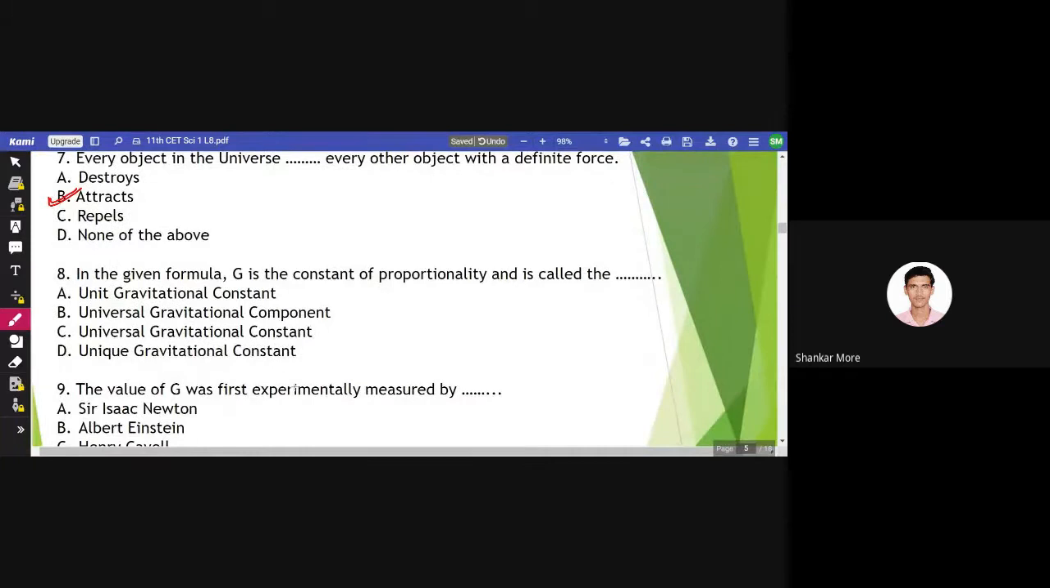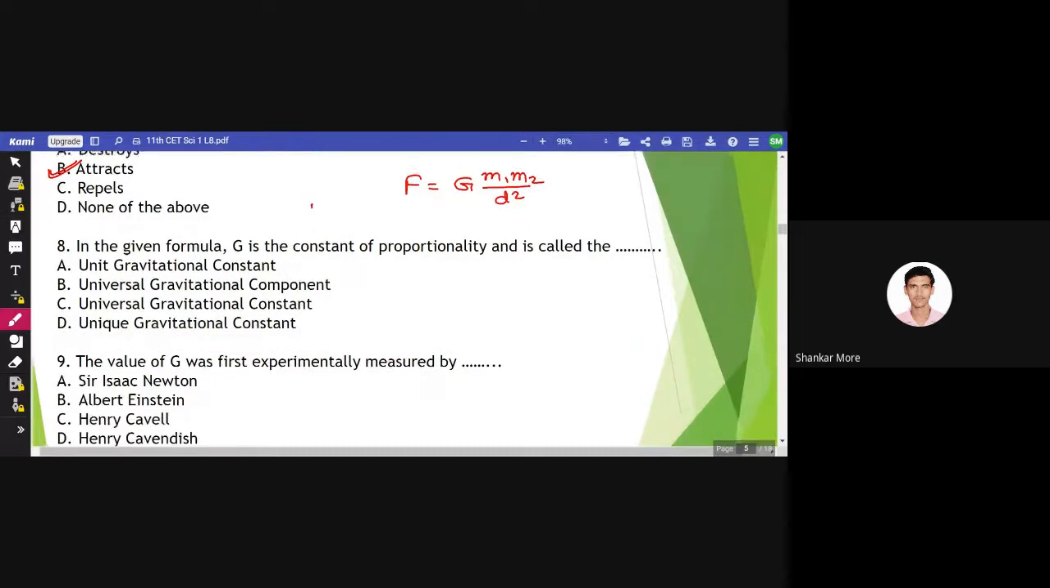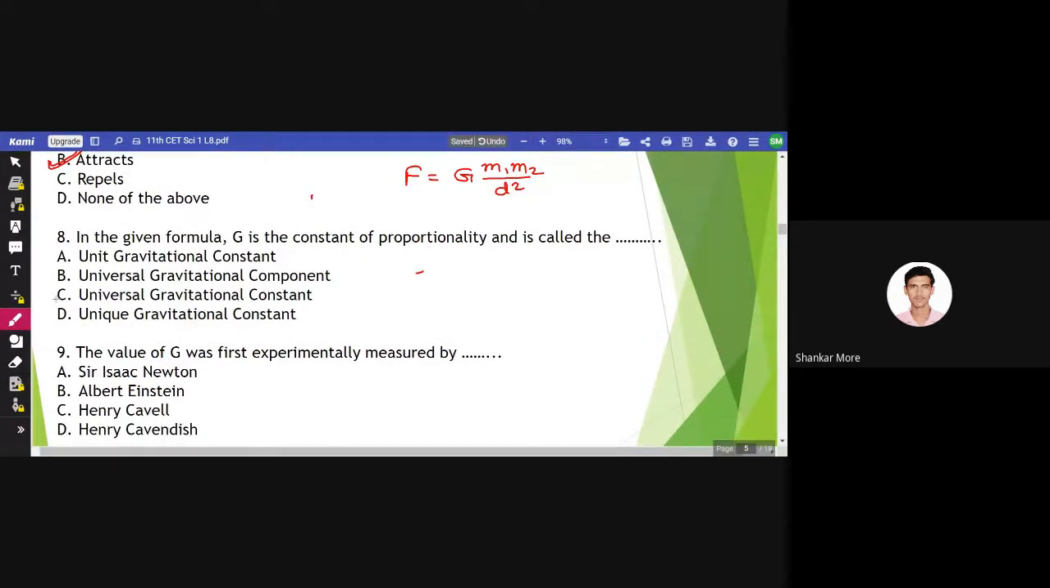Let's move further. In the given formula, G is the constant of proportionality and it is called dash dash. First of all, we don't have any formula here, so let me just write the formula. F is equal to capital G multiplied with M1 into M2 divided by D square. So capital G is the universal gravitational constant. And what are M1 and M2 in this formula? Masses of the respective objects, the masses of the two bodies. And what is D? D is the distance between them. So which option is correct for question number 8? Universal gravitational constant.